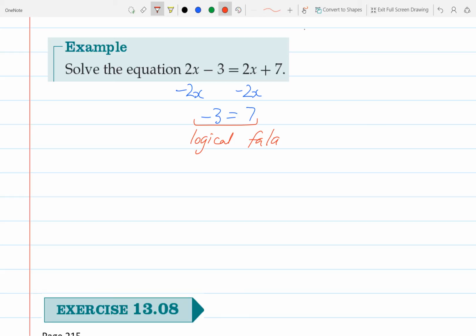Fallacy. I'm going to embarrass myself by not knowing how to spell it. Let's hope that's how it's spelled, but I don't think it is.